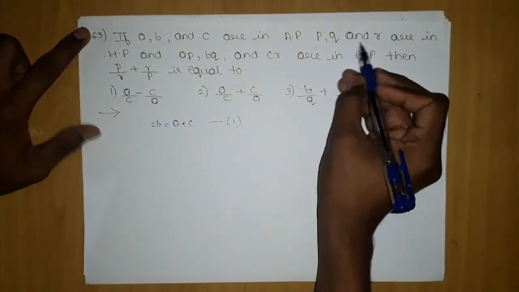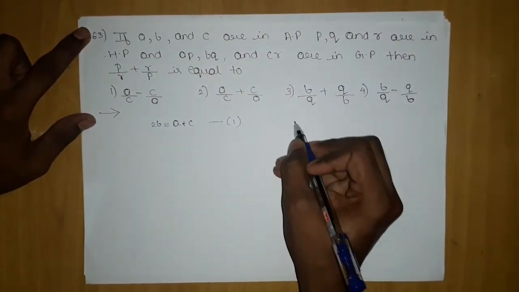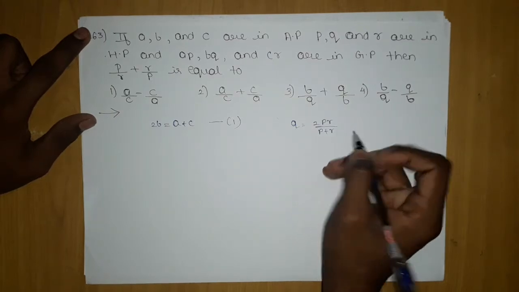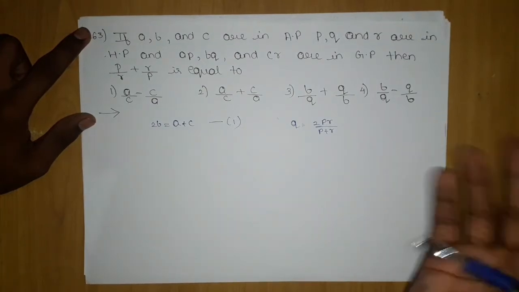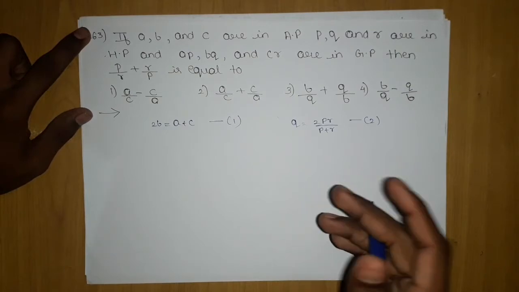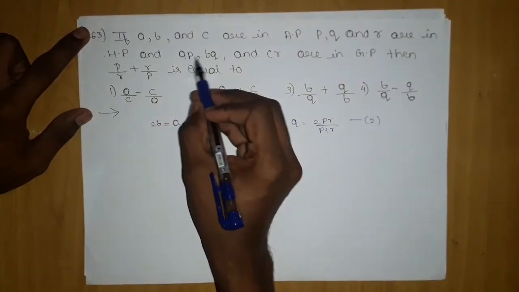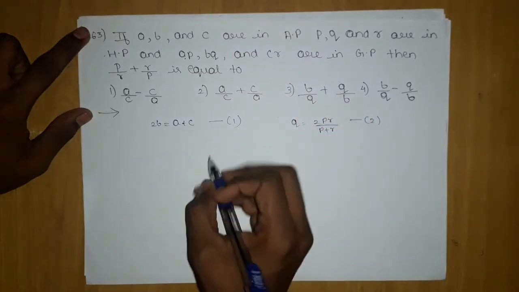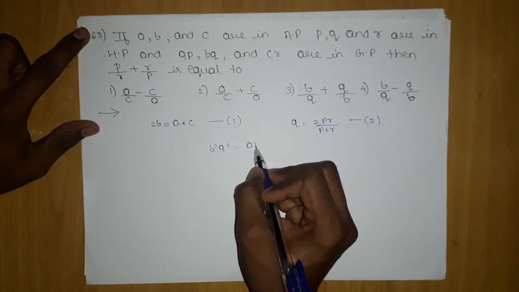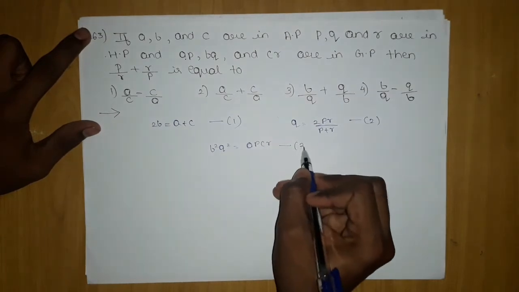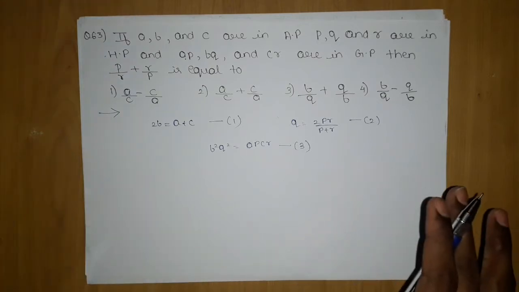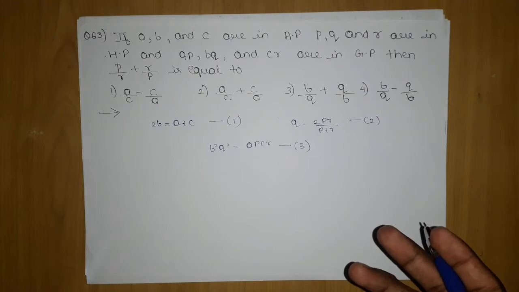Again, P, Q and R are in HP. If you know the condition then great, otherwise you have to just reverse the terms, use the AP condition and derive it. So this is 2. After this, the third condition: AP, BQ and CR are in GP. So B square Q square will be equal to A P C R. I will give it as 3. These three conditions are just the formulas, easy to put in.